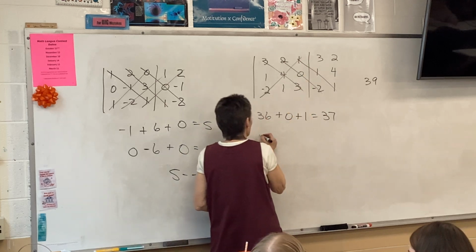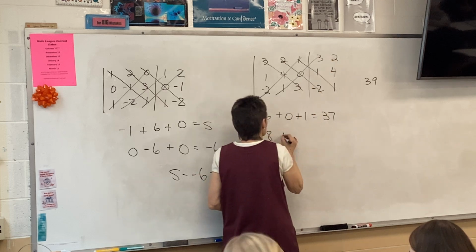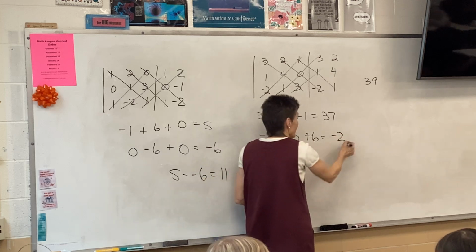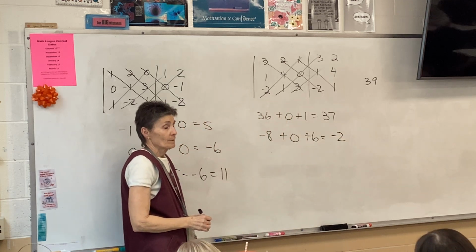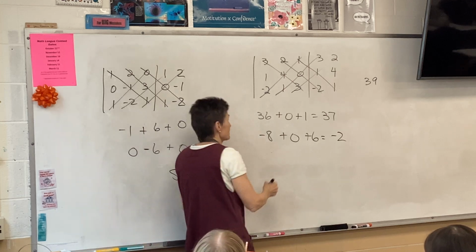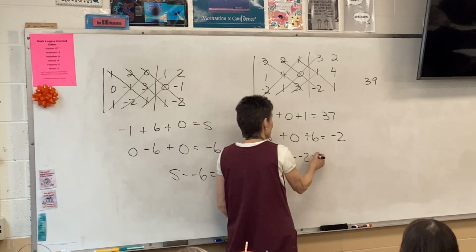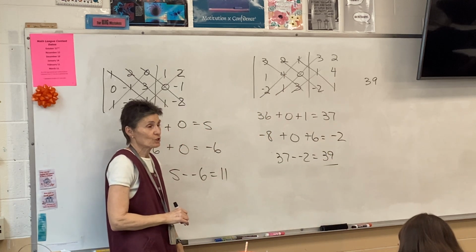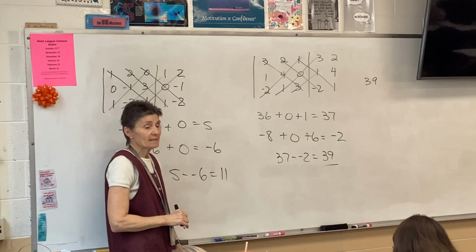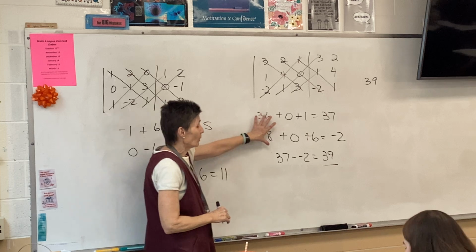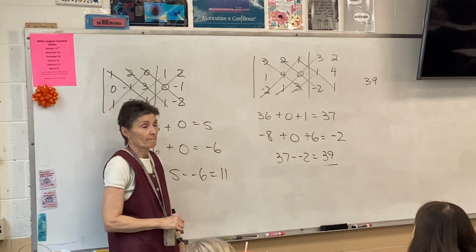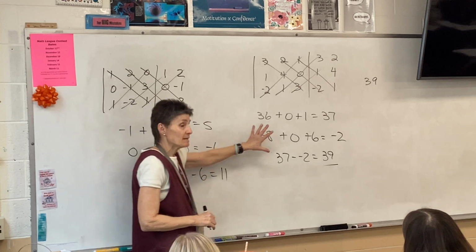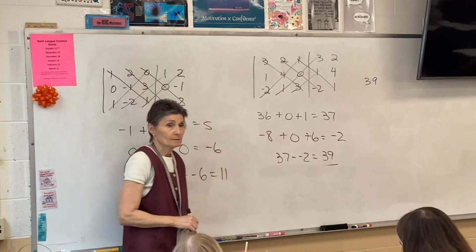Alright, then I have a negative 8, and a 0, and a 6. So that adds up to -2. And then what do I do with those two numbers? Subtract. So 37 minus -2 is indeed 39. Good job. If you didn't get 39, where did your mistake come? It's easy to make a mistake in here. Really easy.